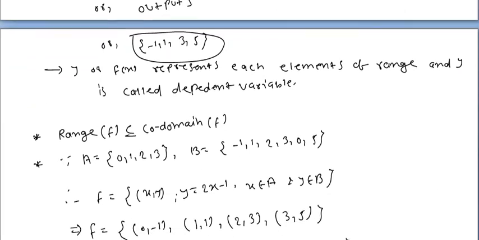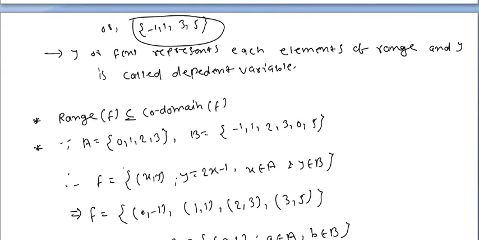So understand? Now I am claiming that the range is a subset of the codomain. Why? Just see by example. Suppose set A is equal to 0, 1, 2, 3 and set B is minus 1, 1, 2, 3, 0, 5. That is the previous example.